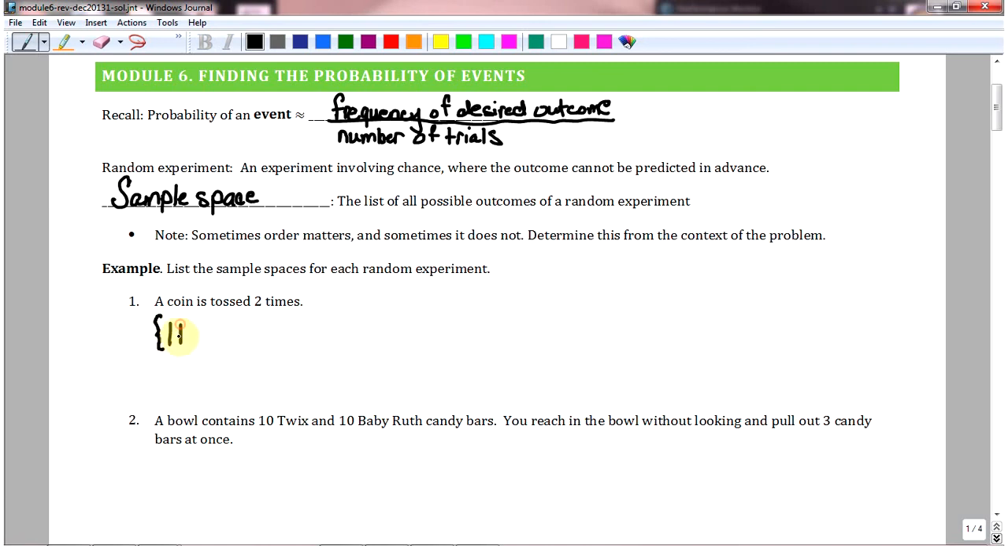Well, the first toss might be a head, the second toss might be a head. Again, the first toss could be head, the second toss could be a tail. The first toss could be a tail, the second toss could be a head. And then the last possibility is that we toss 2 tails. So that set would represent the sample space, the list of all possible outcomes.